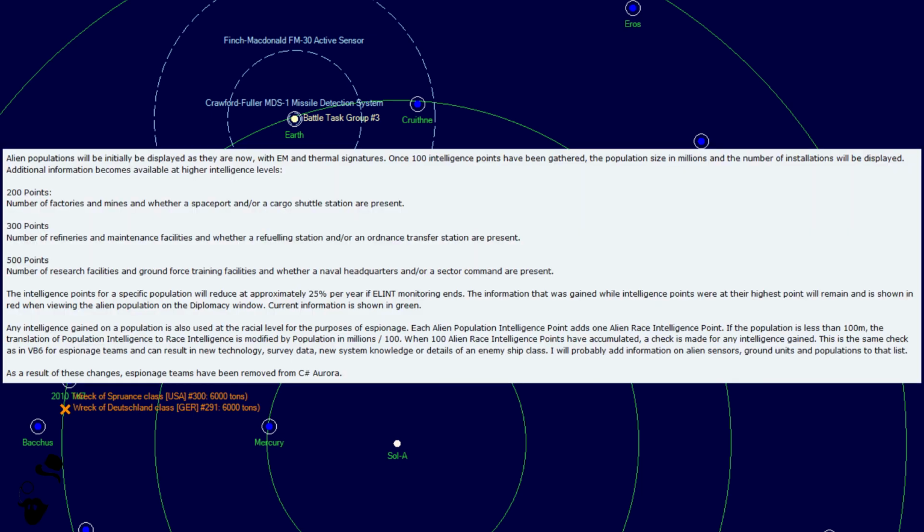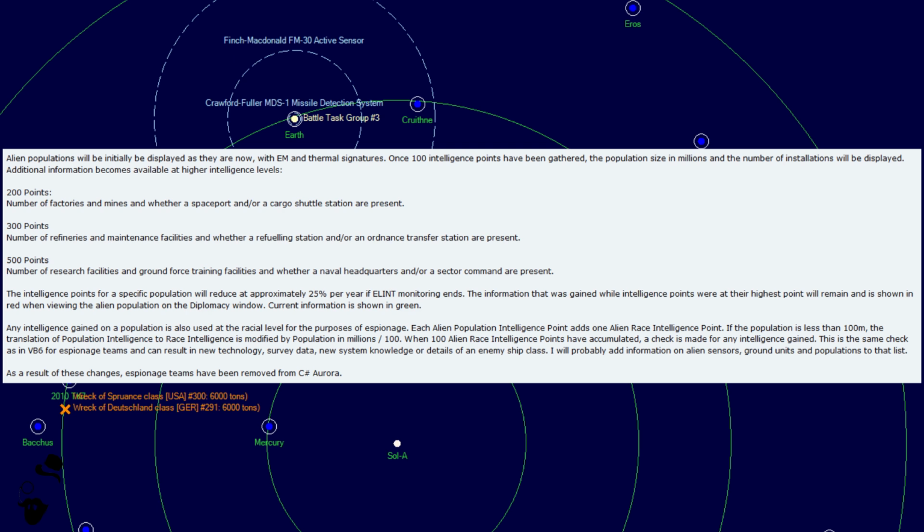Alien populations will initially be displayed as they are now, with EM and thermal signatures. Once 100 intelligence points have been gathered, the population size in millions and the number of installations will be displayed. Additional information becomes available at higher intelligence levels. At 200 points, the number of factories and mines, and whether a spaceport and or a cargo shuttle station are present. At 300 points, the number of refineries and maintenance facilities, and whether a refueling station and or an ordnance transfer station are present. At 500 points, the number of research facilities and ground force training facilities, and whether a naval headquarters and or a sector command are present.